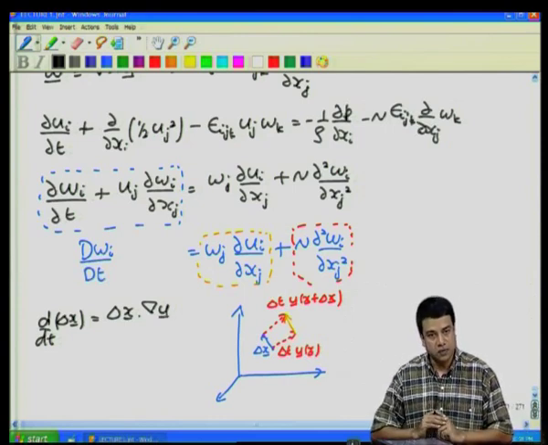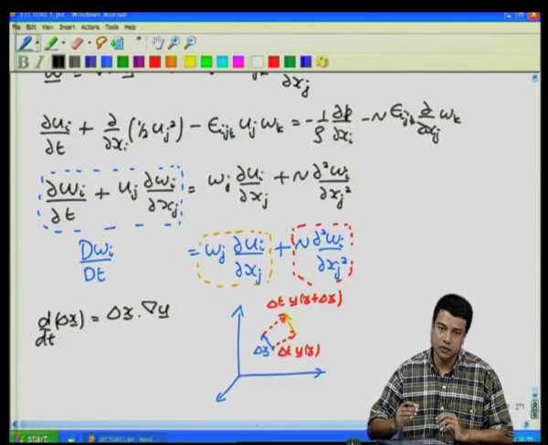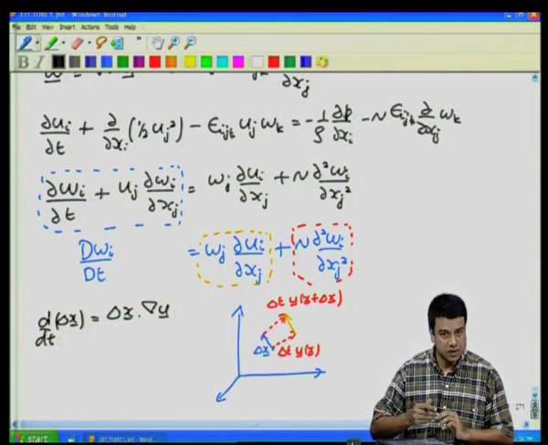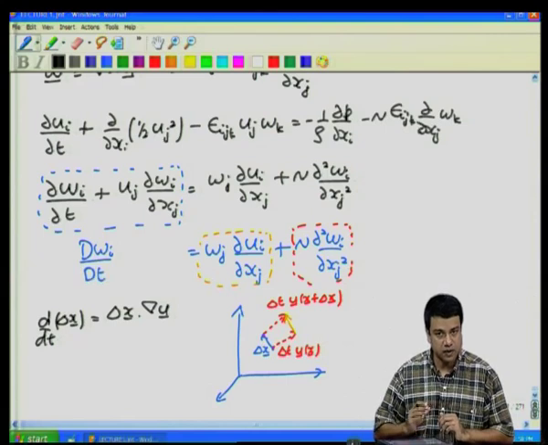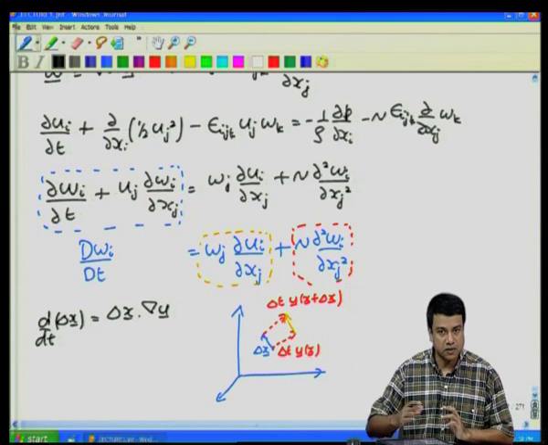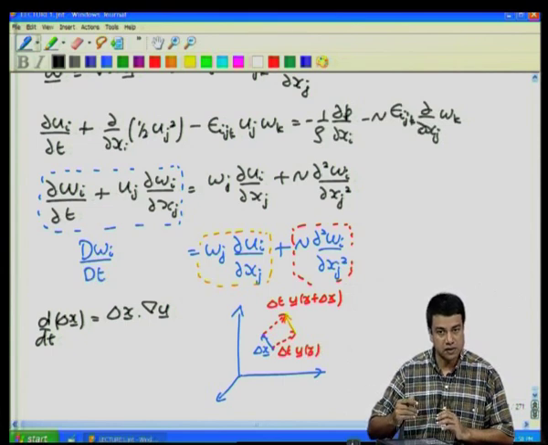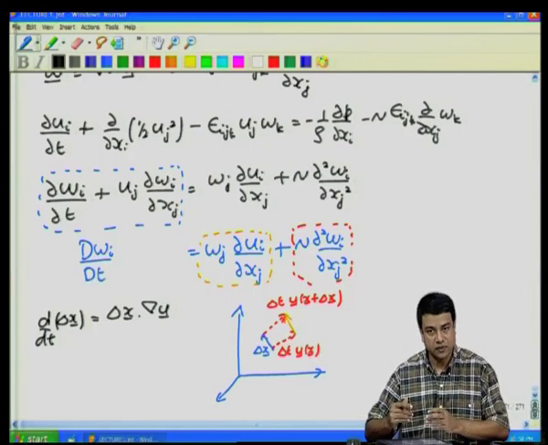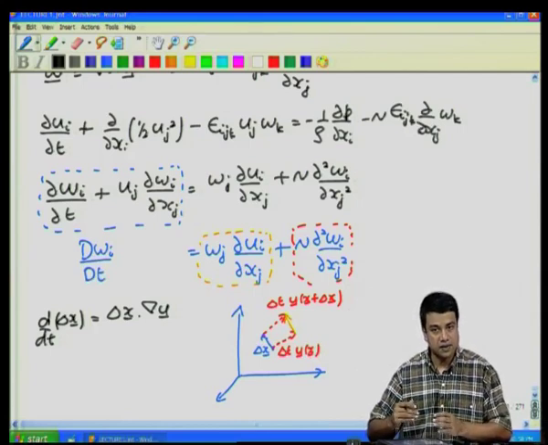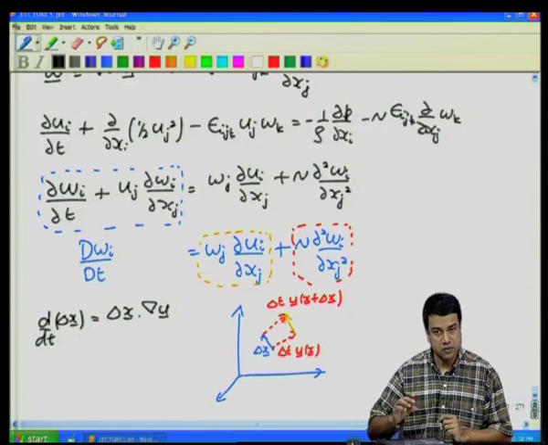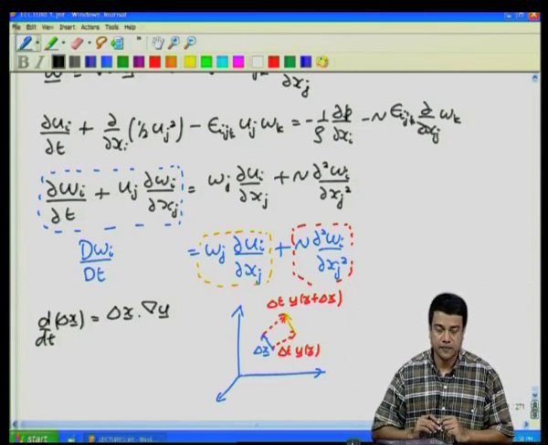Note that d by dt is the substantial derivative. It is in a reference frame that is moving with the fluid, because I am considering this as a fluid material line element that is being deformed because the fluid is flowing. If the velocity were a constant everywhere, then there would be no deformation, because both the ends of this vector are moving with exactly the same velocity. Therefore, they have exactly the same displacement, and there is no change in the length of that line segment.